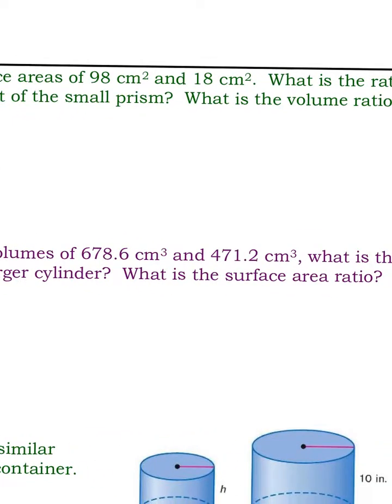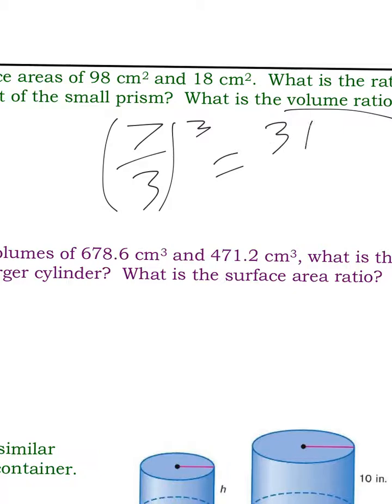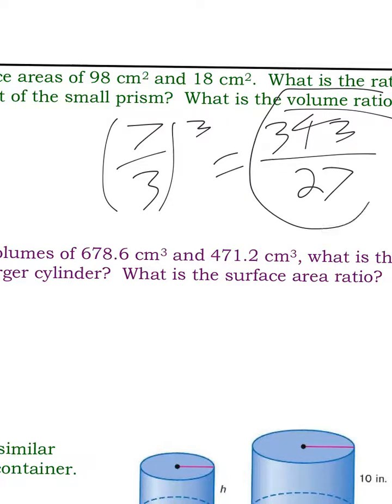So with that, now I found my scale factor or my ratio of my sides. So what I'm going to do next is write 7 over 3, and then cube it for that volume ratio. That's going to give me 343 over 27, okay? And that's the volume ratio right there.